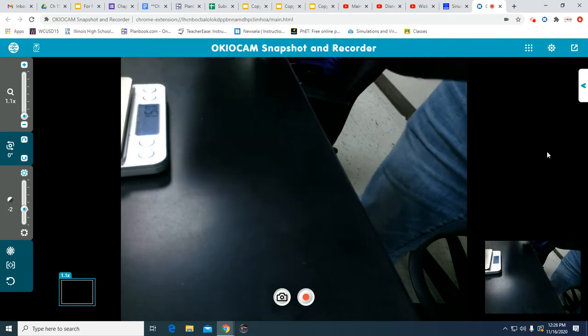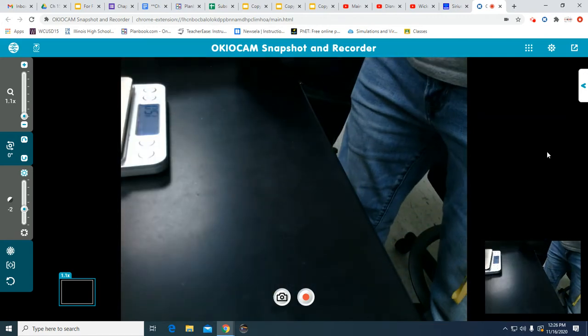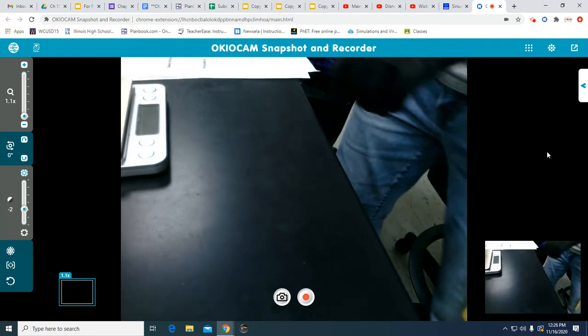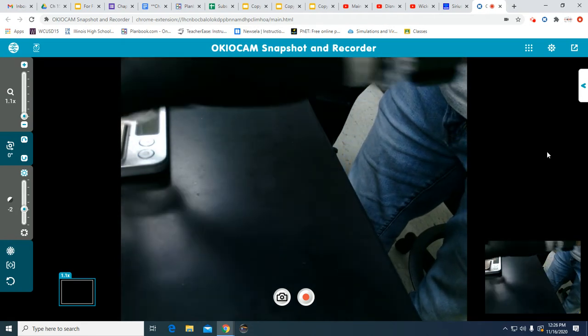1.50 grams. Okay, just like that. Moving on to step 2. Again, that's what we do, measure and record. Okay.